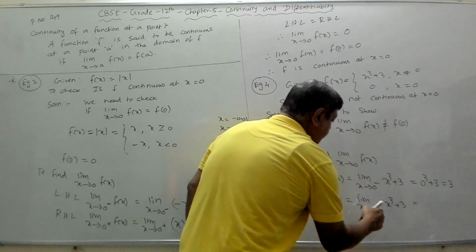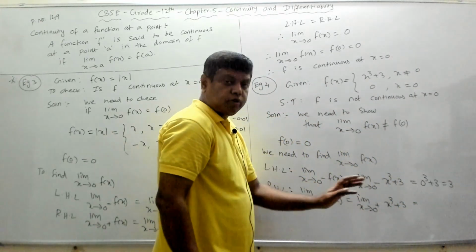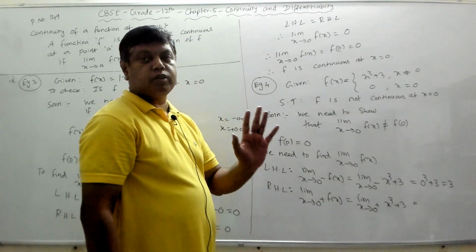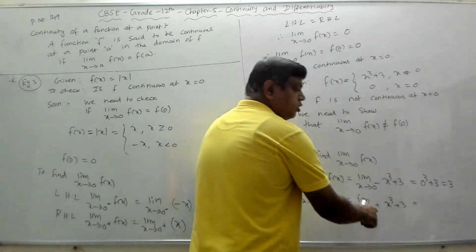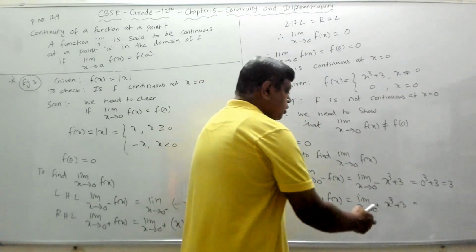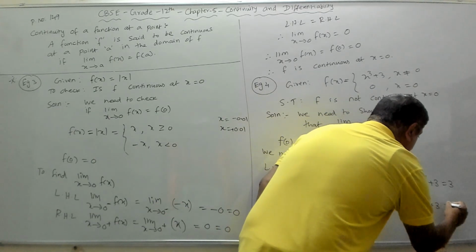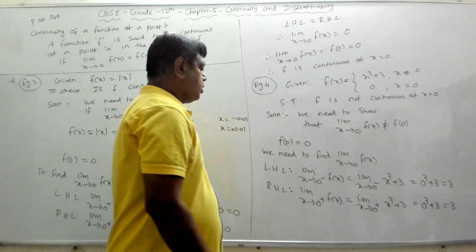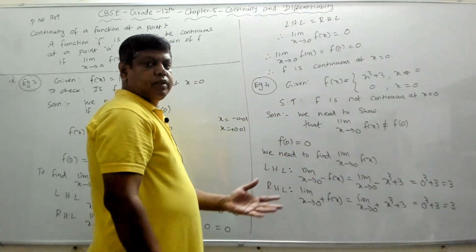Now we'll substitute the limit. In the place of x we should put 0. Don't worry about this plus. That plus denotes that x is approaching 0 through values greater than 0. But x is approaching 0, so we substitute 0 in the place of x. We'll get 0 cube plus 3, which is again 3. So the left hand limit and right hand limit are both equal to 3, which means they are matching.